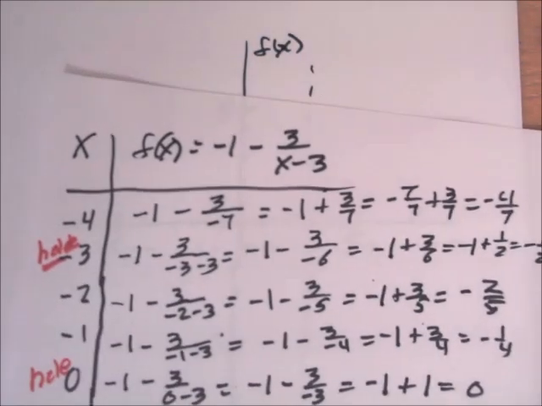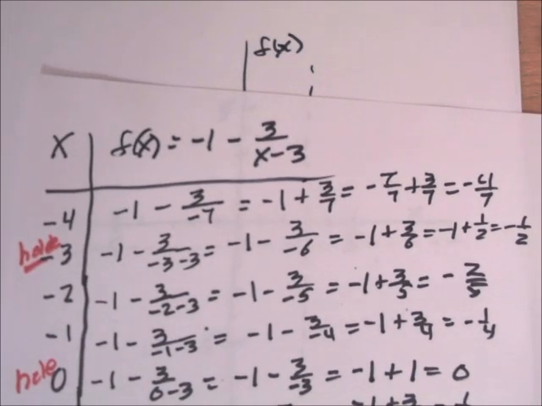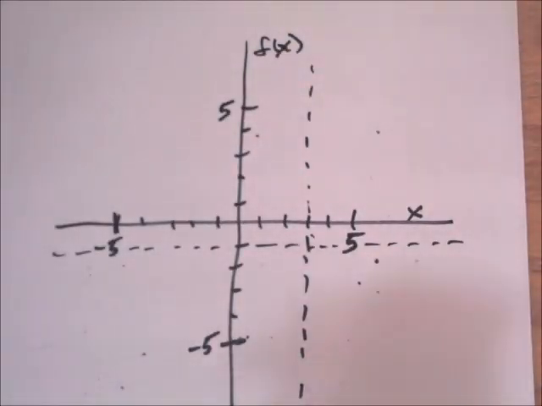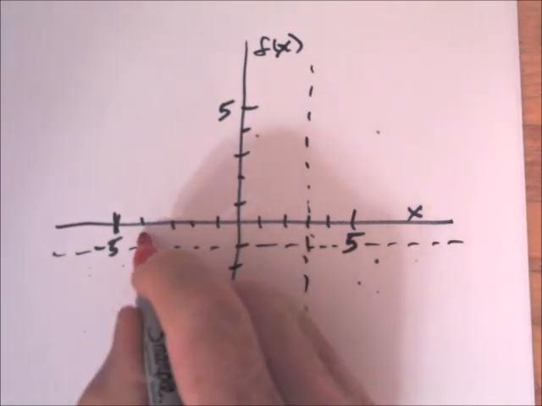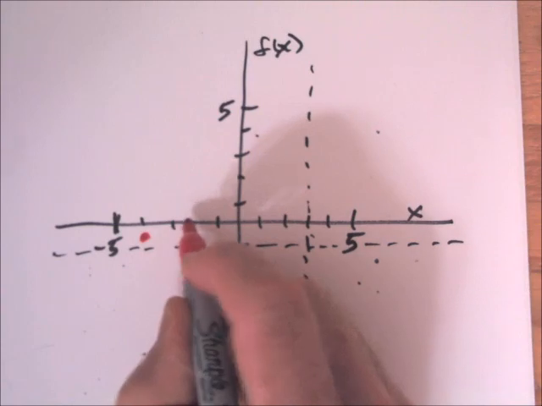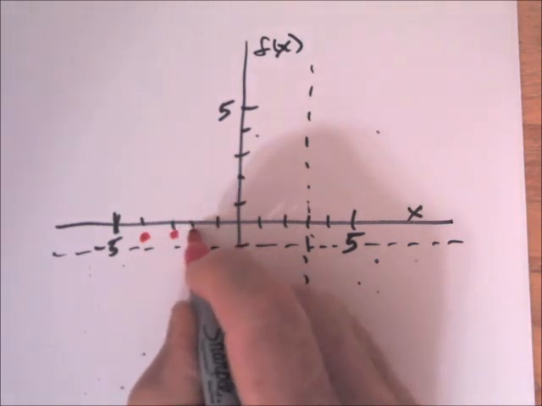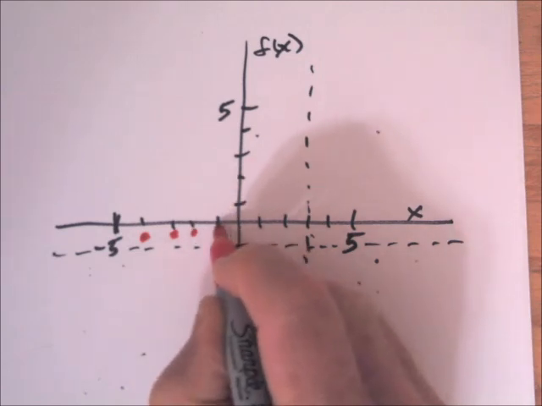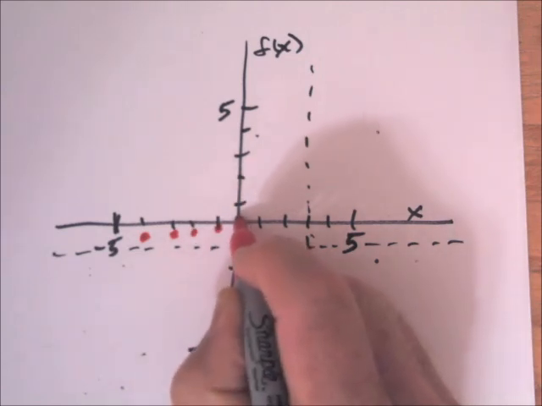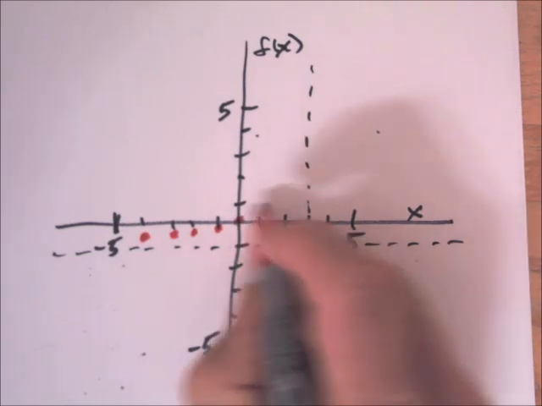So it's negative 4, down negative 4/7. It's a little bit less than negative 1/2. So it's 4 to the left, and down 4/7. And then we have 3 to the left, down 1/2, and 2 to the left, down 2/5. It's a little less than 1/2. 1 to the left, down 1/4. 0, 0.